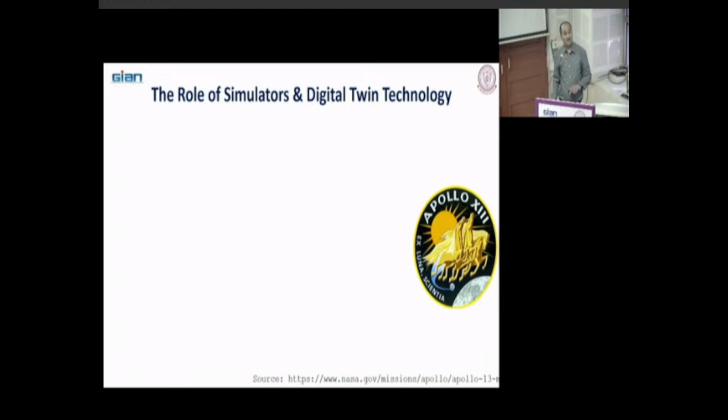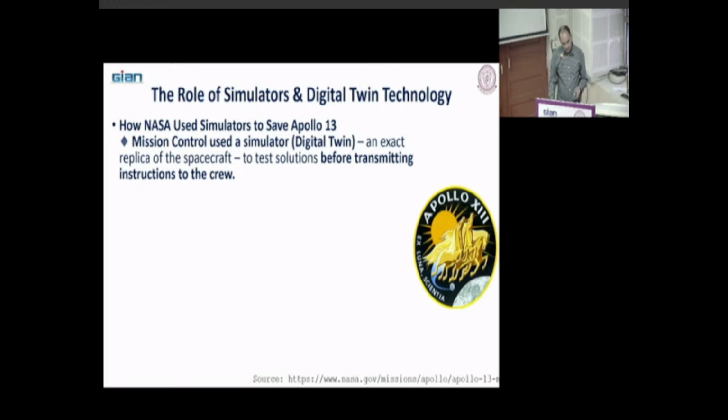So what that mission control team did, they developed a replica of that spacecraft, and they had all the information from the crew member, and they gave all the instructions. Now imagine if your instruction is wrong, they can lose their lives. So the control team wanted to explore all the options, and then they wanted to give those instructions to the crew members.